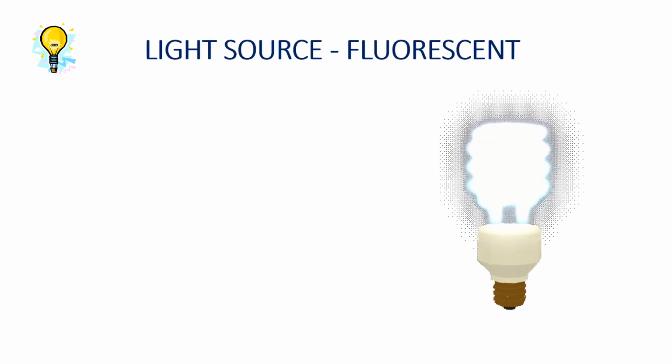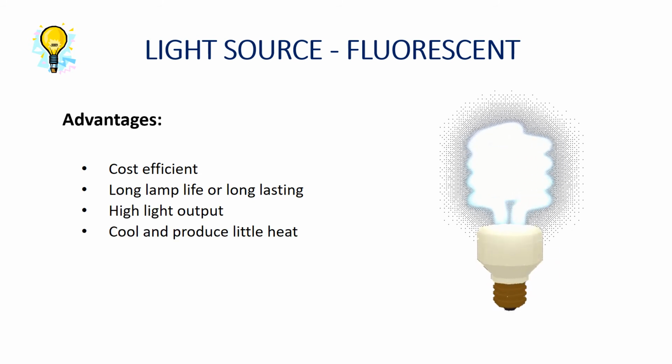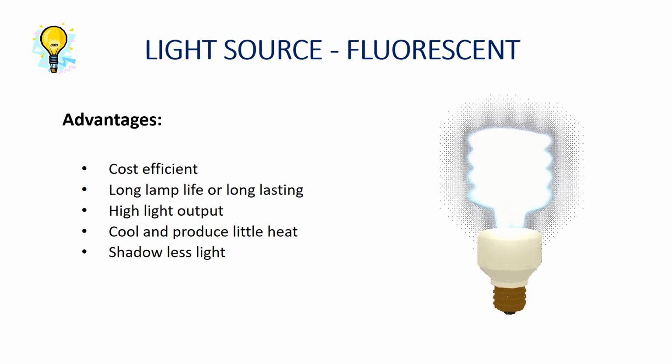So next we are going to study the advantages of fluorescent lights. Cost efficient, long lamp life or long lasting, high light output, cool and produces little heat. So fluorescent light is cost efficient, which is 75% more energy saving compared to incandescent lamps. Fluorescent lighting is economical and also it is cool and produces little heat. It is a shadowless light.